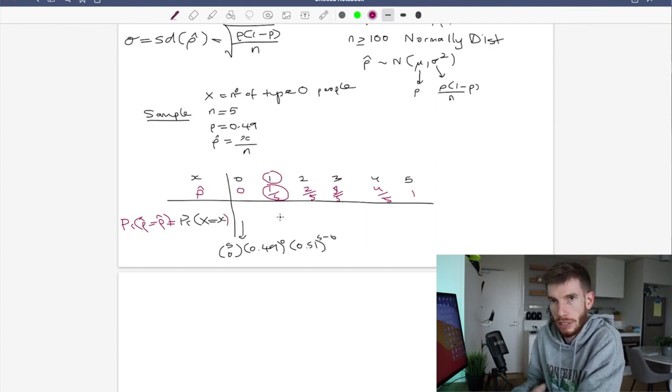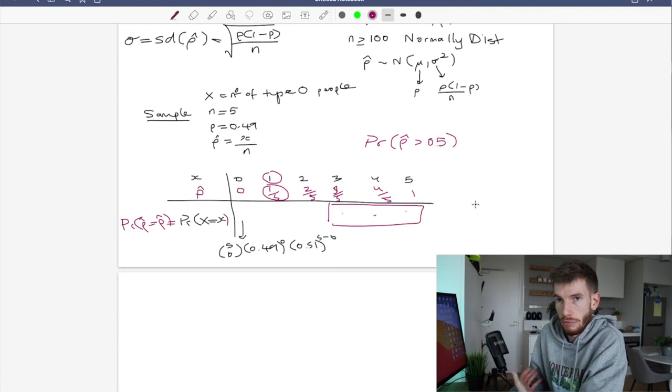And it would be calculated exactly the same. And so therefore, if they ask us something like what's the probability of p hat being greater than say 0.5, we can see here that this is 0.4, this is 0.6. So basically all the probabilities of these 3 added together.